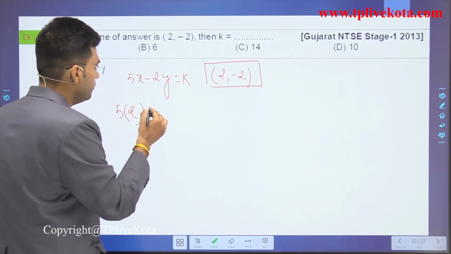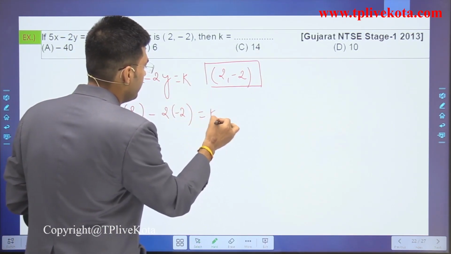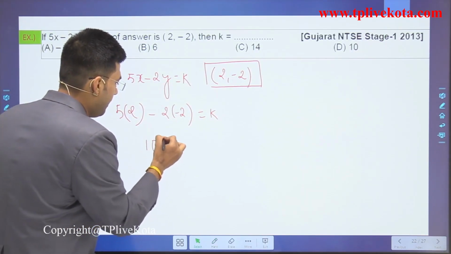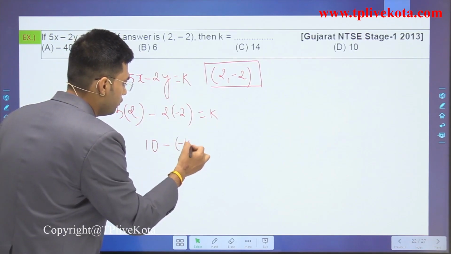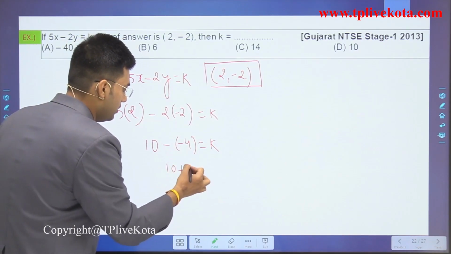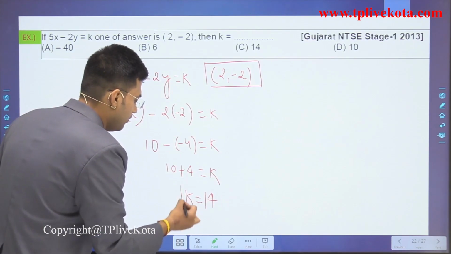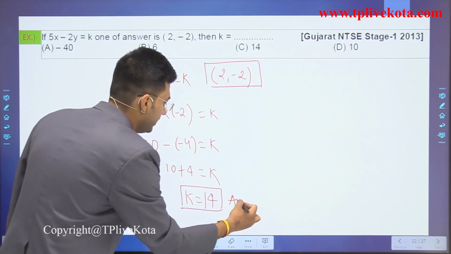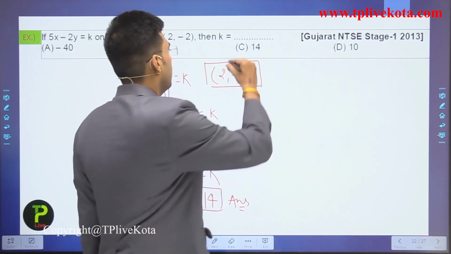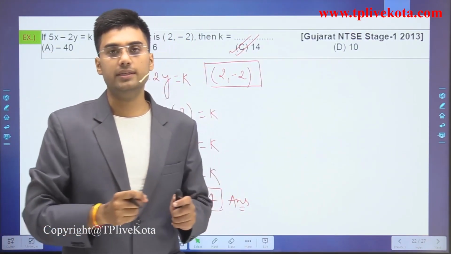5 multiplied by 2 minus 2 multiplied by minus 2, and we have to find the value of k. So 5 multiplied by 2 is 10 minus, minus 4 is equal to k. So 10 plus 4 is equal to k. So we can say that the value of k is 14. The value of k is what? It is 14. And when we observe the options, option C is the correct option. Clear? I hope you understand this question.